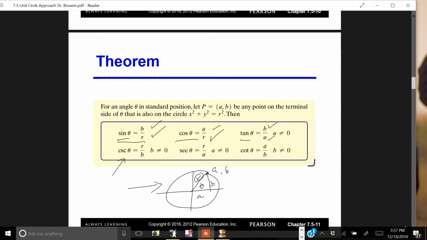Cosecant of theta is a reciprocal of sine, which would be r over b. Secant theta is a reciprocal of cosine, which would be r over a. And cotangent of theta is a reciprocal of the tangent, which is a over b.